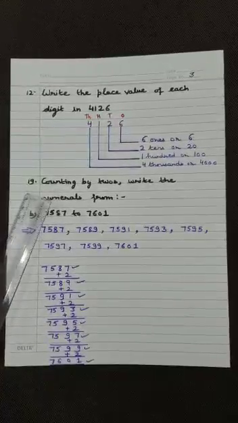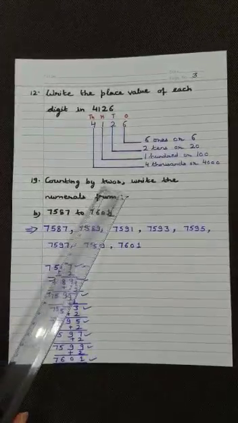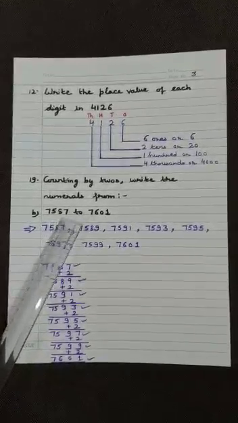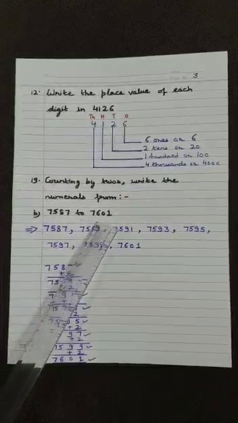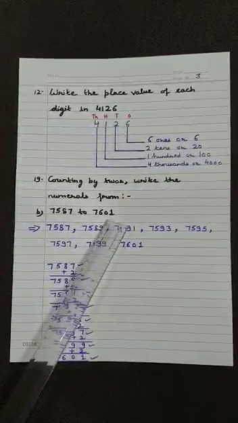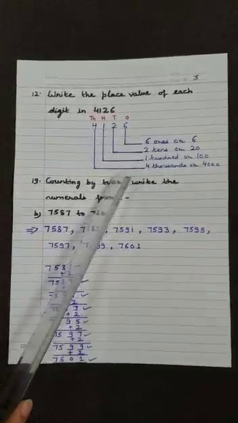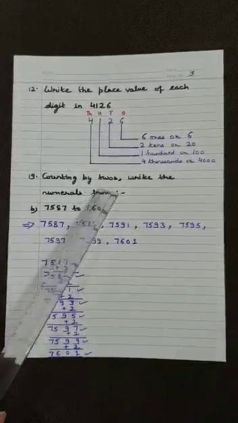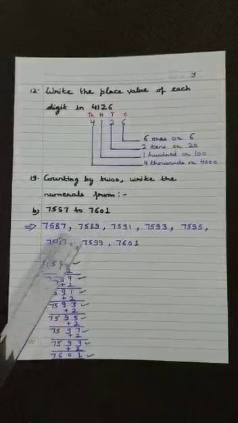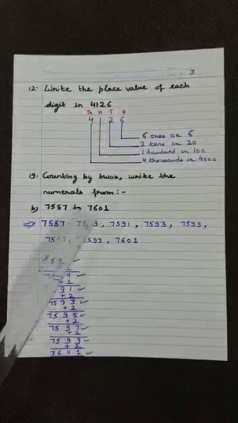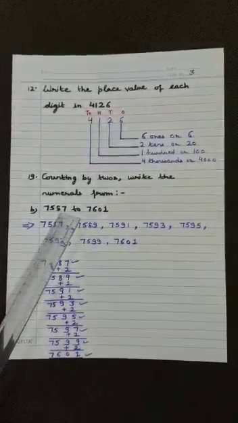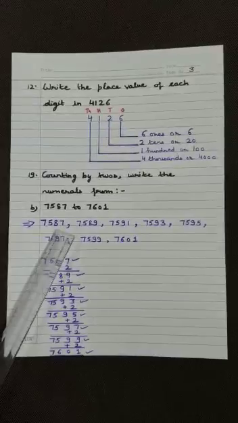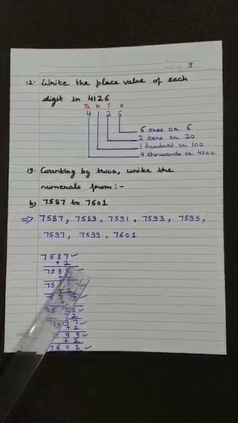Then question number 19. Counting by twos. Write the numerals from 7587 to 7601. Students, counting by twos means you have to add 2. You have to get the next number by adding 2. So numerals from 7587. Your first number must be 7587.